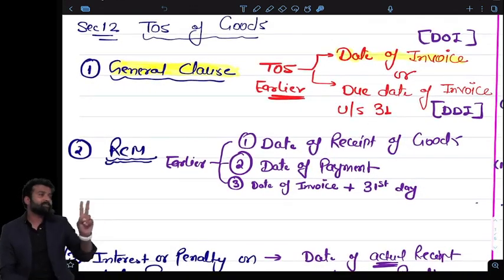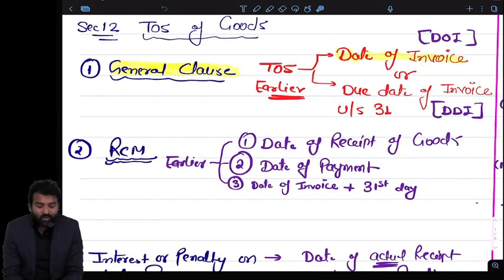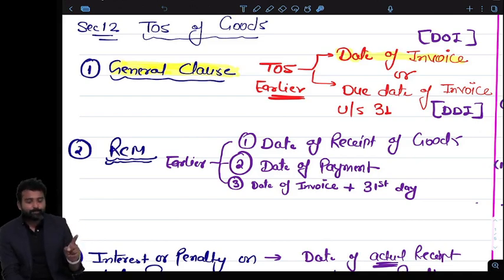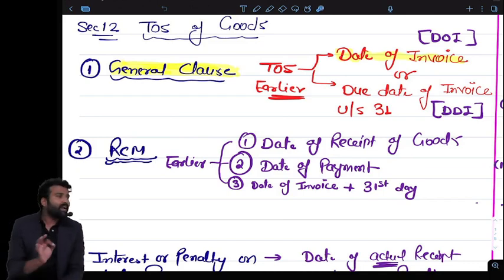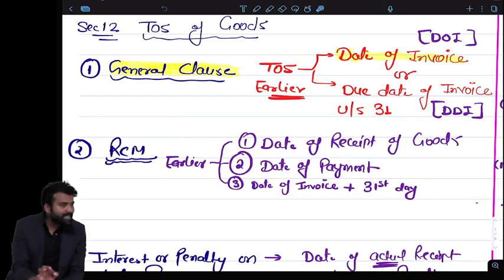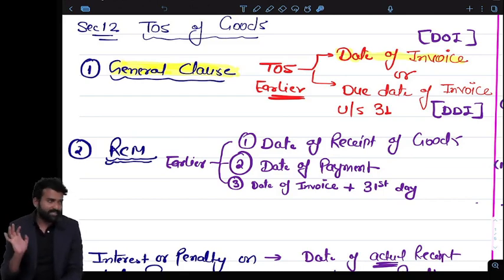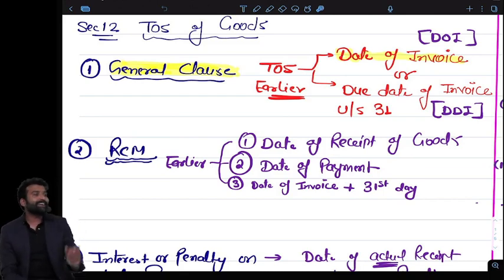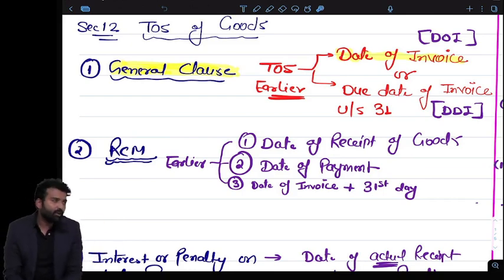There are 2 dates we have to compare. What are these 2 dates? Date of invoice or due date of invoice, whichever is earlier. So of these 2 dates, I have to compare which date is earlier. That date will be the time of supply in case of goods, general clause. Generally, the time of supply is the date of invoice or the due date of invoice, whichever is earlier. So in short, DOI or DDI, whichever is earlier, is the time of supply in the general case.